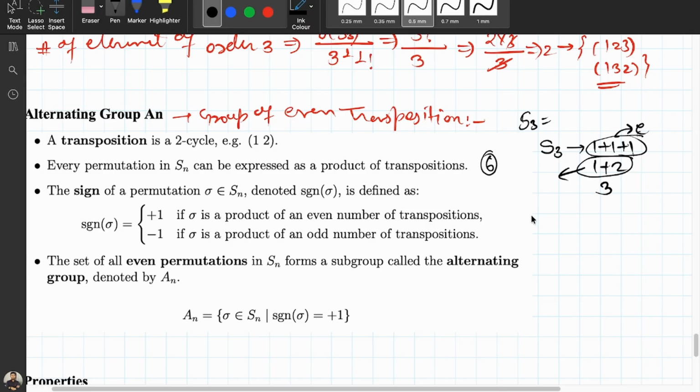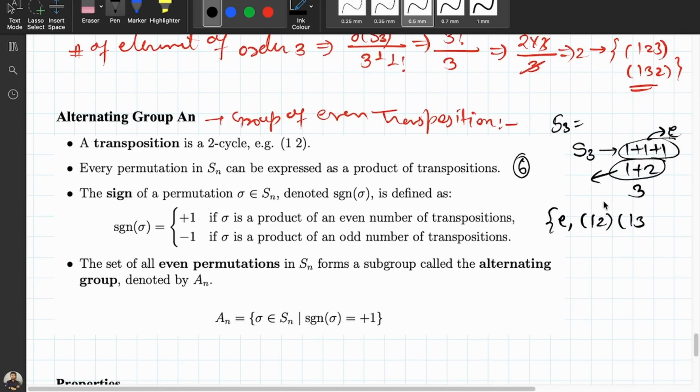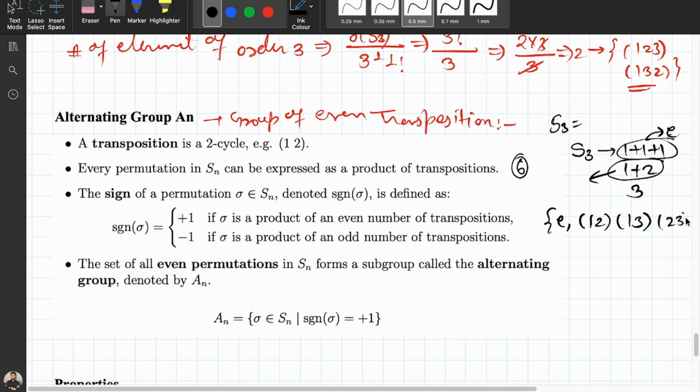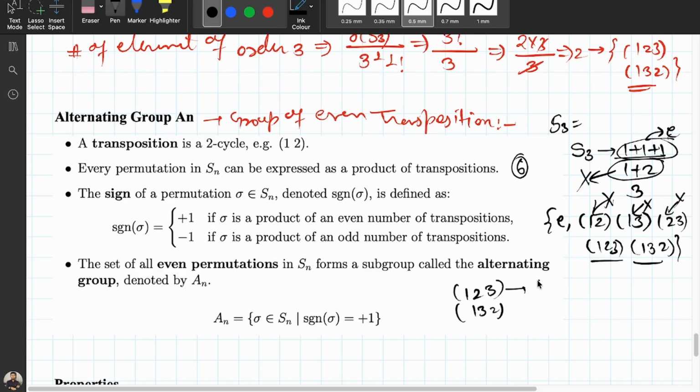Just see, identity, (1 2), (1 3), (2 3), (1 2 3) and (1 3 2). Now write them in permutation form. This is a single transposition, which means it is not an even permutation. This is a single transposition, not an even permutation. This is a single transposition, not an even permutation. Identity will be there, these will not be there, but write (1 2 3) and (1 3 2) in permutation form: (1 2)(1 3), an even permutation, yes, this will be an element of A3. Here it is (1 3)(1 2). This is an element of this.